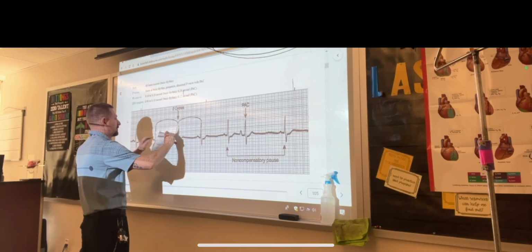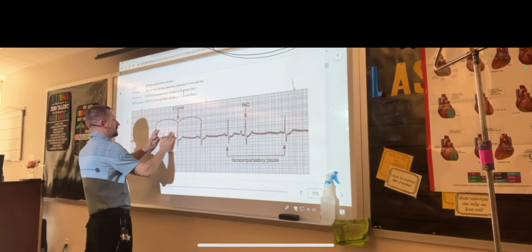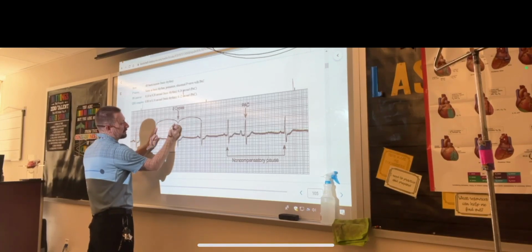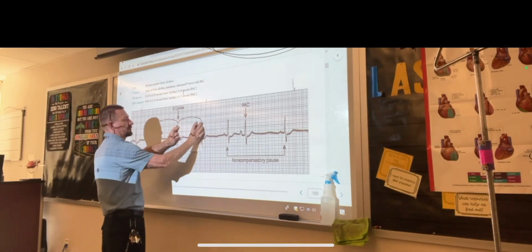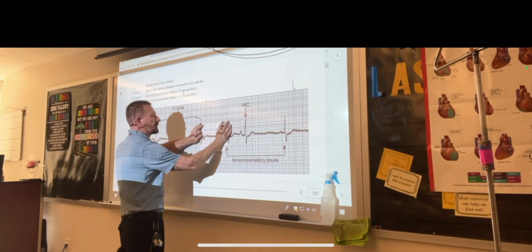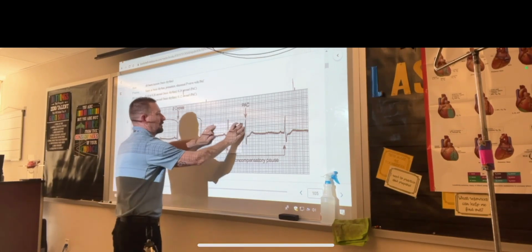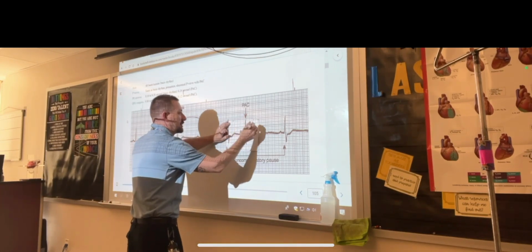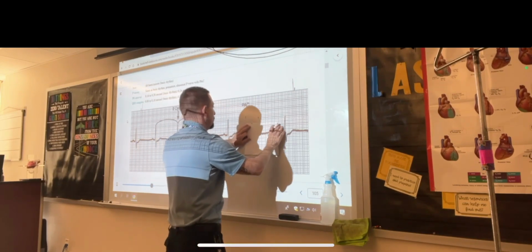Their R to R is like the width of this paper. So from here to here, that's normal. Here to here, normal. The early PAC should have landed here.